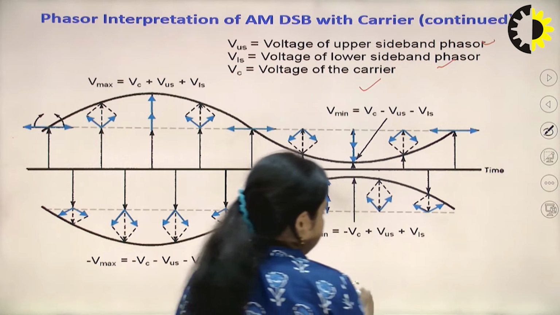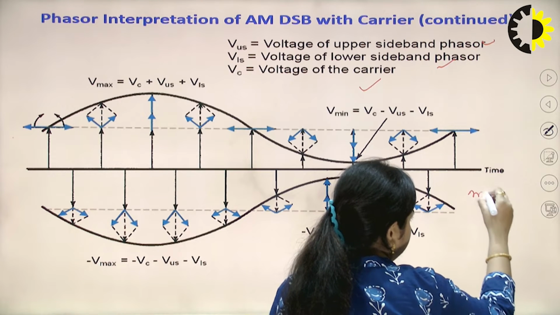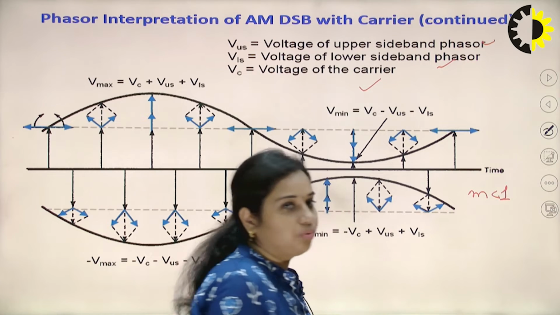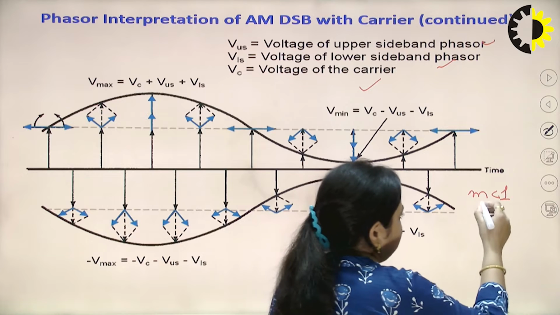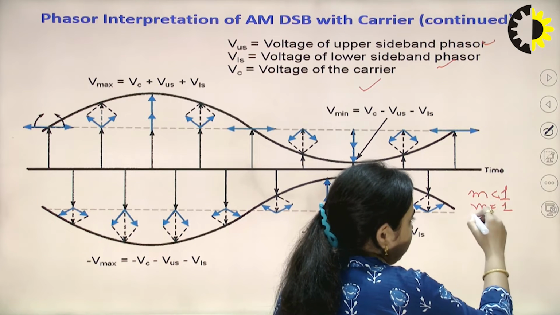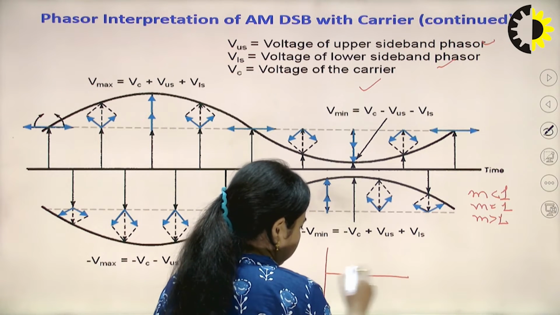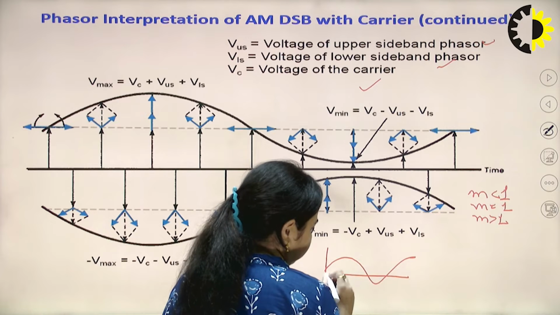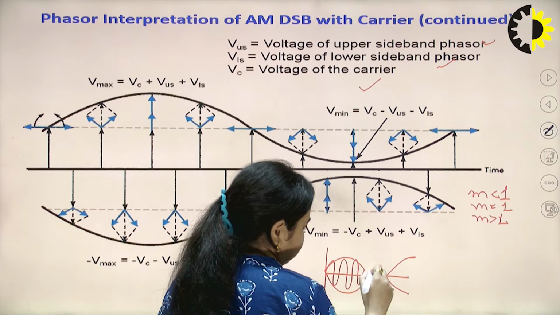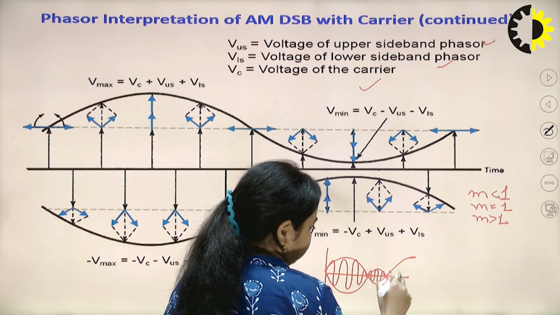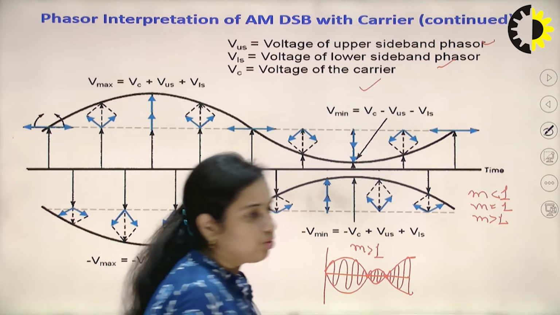Before seeing this particular waveform, you should remember that there are three cases. When I taught you amplitude modulation, there are three cases: when m is less than 1, when m is equal to 1, and when m is greater than 1. So for all the three cases, this is the case for m greater than 1. This is known as over modulation.